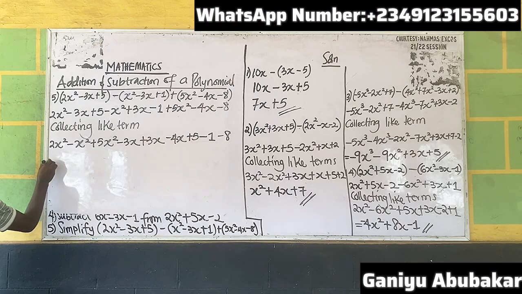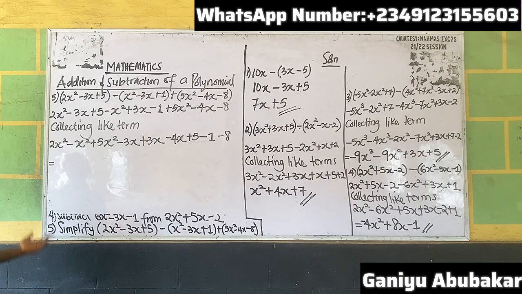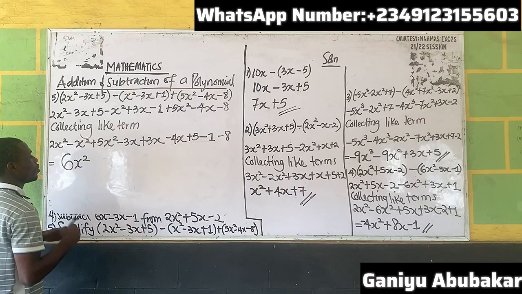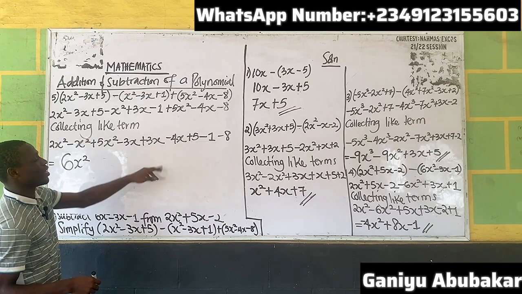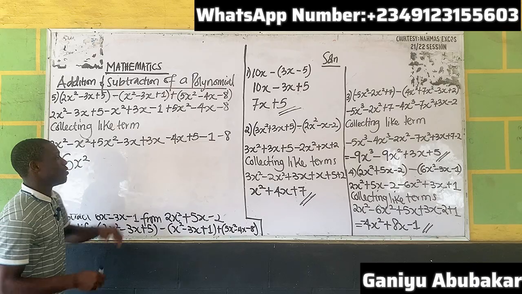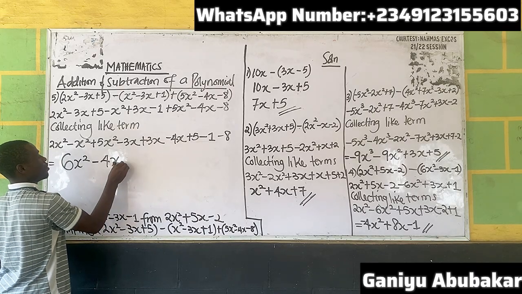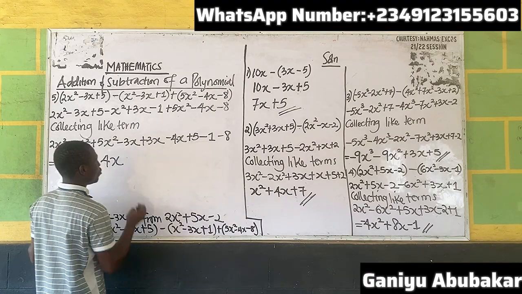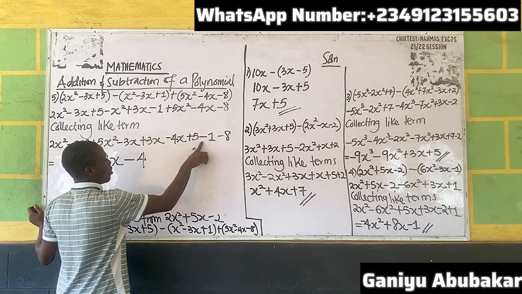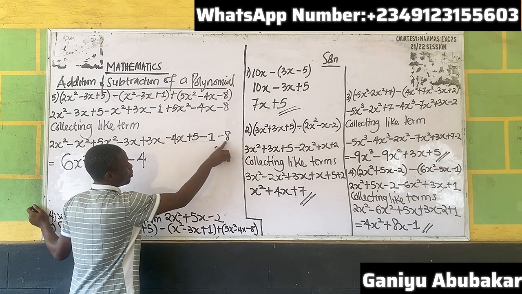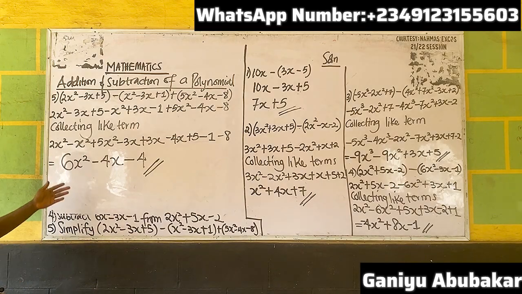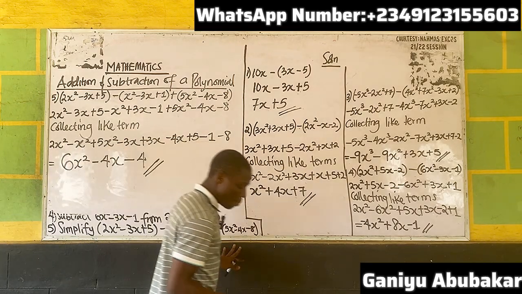Working on this, 2x squared minus x squared gives you x squared. x squared plus 5x squared gives you 6x squared. Moving on, minus 3x plus 3x is 0. I have minus 4x left. Plus 5 minus 1 gives you 4. 4 minus 8 gives you minus 4. So the answer to question 5 is 6x squared minus 4x minus 4.